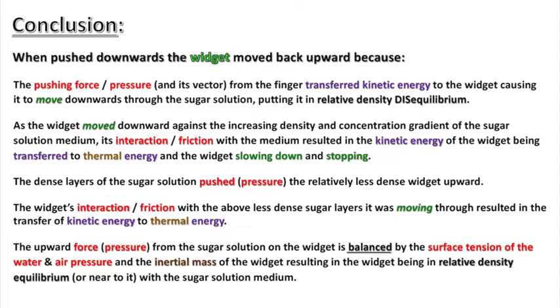The widget's interaction, friction, with the above less dense sugar layers it was moving through resulted in a transfer of kinetic energy to thermal energy. The upward force, pressure, from the sugar solution on the widget is balanced by the surface tension of the water and air pressure and the inertial mass of the widget, resulting in the widget being in relative density equilibrium or near to it with the sugar solution medium.